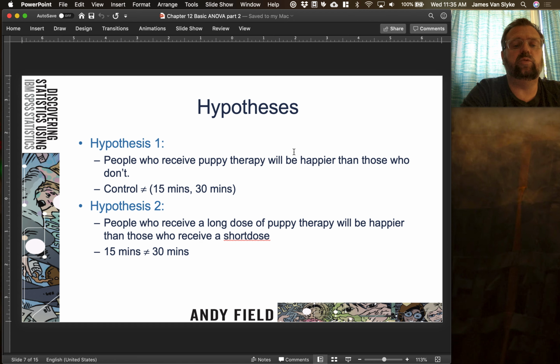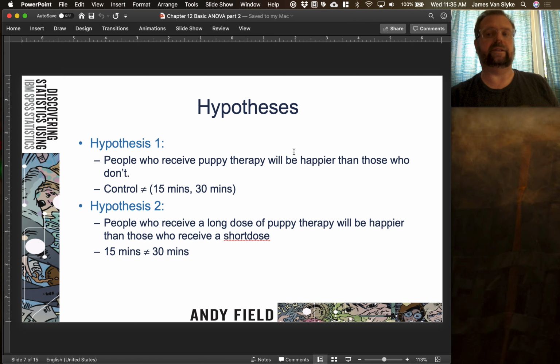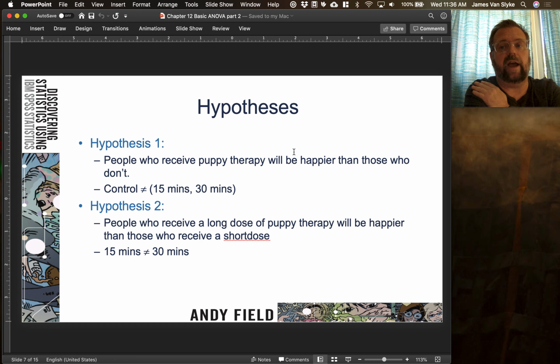Then hypothesis 2 will be that people who receive a long dose of puppy therapy will be happier than those who receive a short dose. So in this case, we're going to exclude the control group, meaning we're not going to look at the control group, and we're simply going to compare different levels of puppy therapy, or different amounts of time that persons spend doing puppy therapy, to see if more puppy therapy increases your happiness in contrast to less puppy therapy.